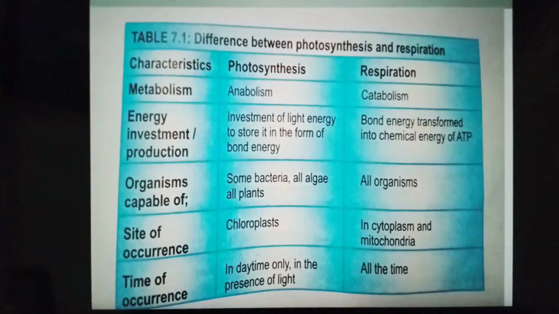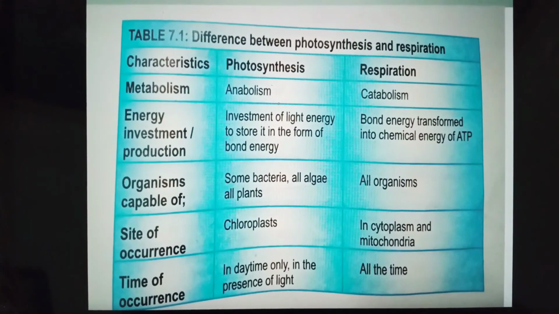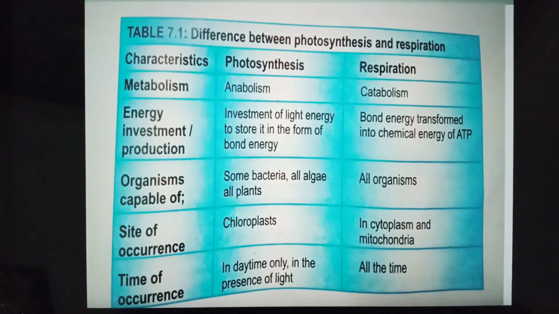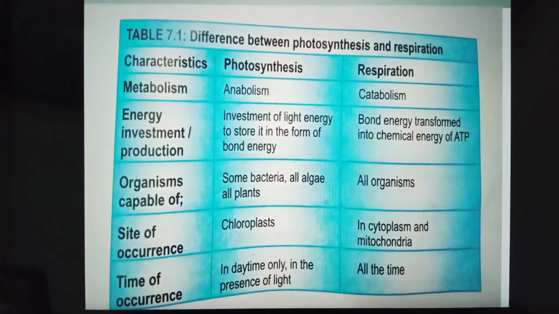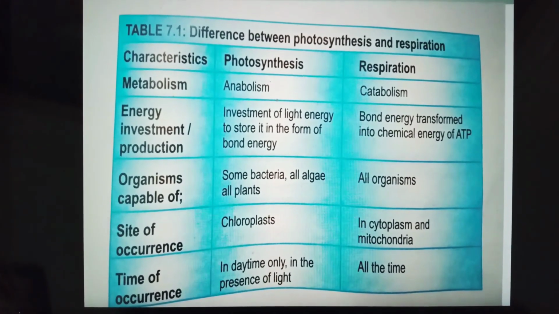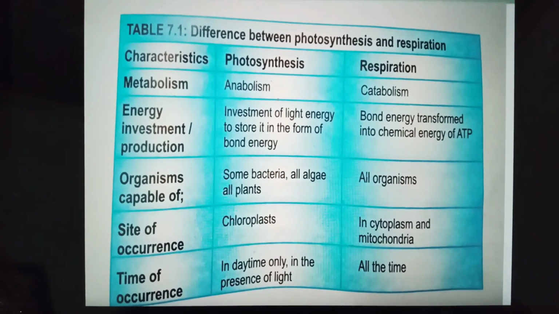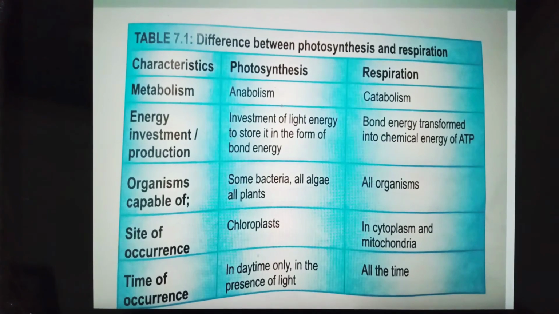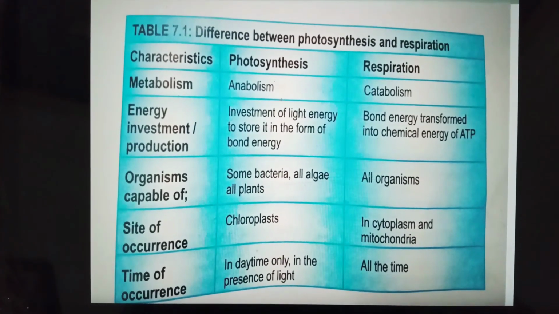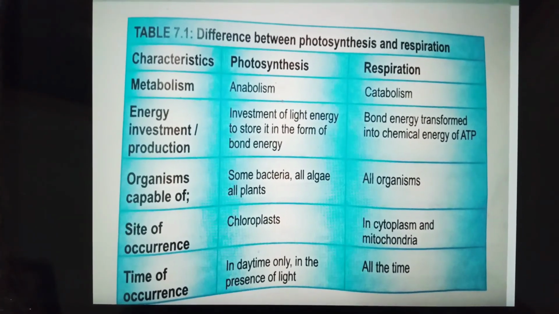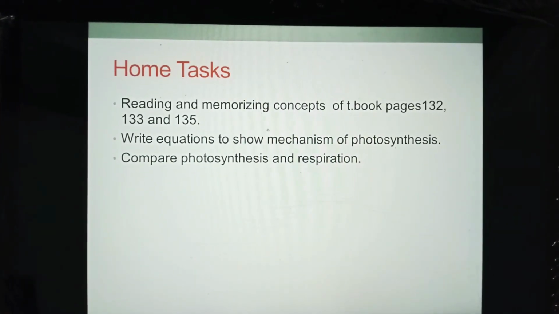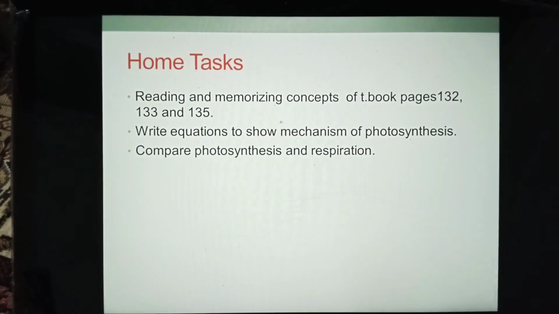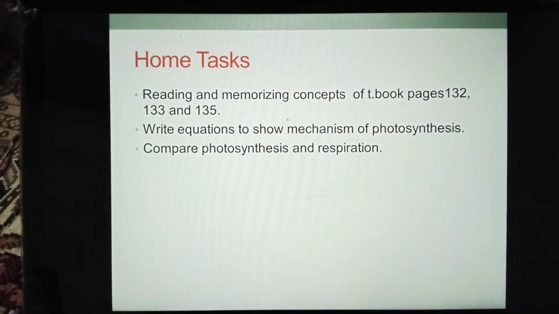Respiration is done by all organisms. The site of occurrence is the chloroplast in photosynthesis, while in respiration it is the cytoplasm and mitochondria. Photosynthesis occurs in the daytime only, in the presence of light, while respiration occurs all the time. So that was all about the mechanism of respiration and the comparison of photosynthesis and respiration.